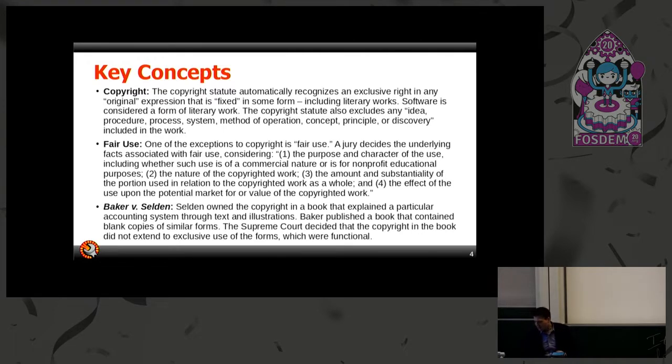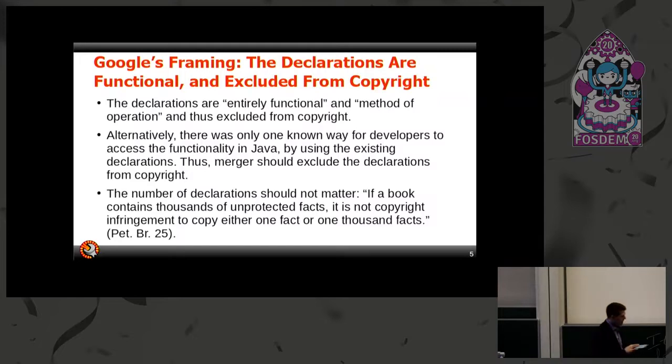So I want to talk for a moment about the framing that both Google and Oracle are approaching this with. Now, Google, some basic facts. Google took the work. When we're talking about it, what's the work? It is Java 2, Java 2 SE.